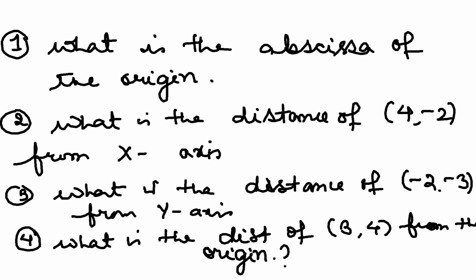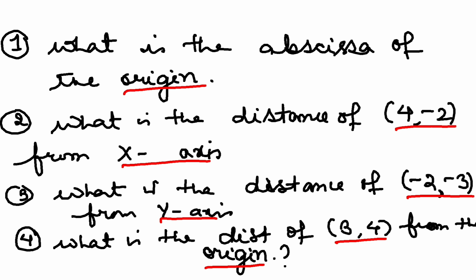Okay, let me go through the questions again. What is the abscissa of the origin? What is the distance of 4, -2 from the x-axis? What is the distance of -2, -3 from the y-axis? And what is the distance of 3, 4 from the origin? Alright, so please try to solve these questions and show it to me in the next class.